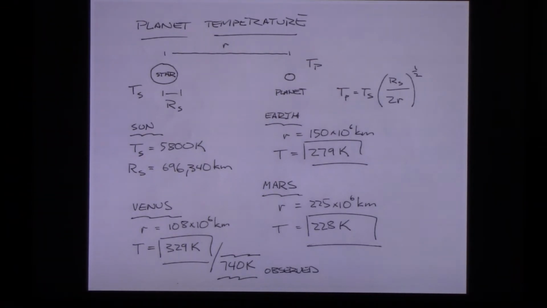What went wrong? Venus has got a really thick atmosphere, and the atmosphere is almost entirely carbon dioxide. So this is what happens if you take a planet.